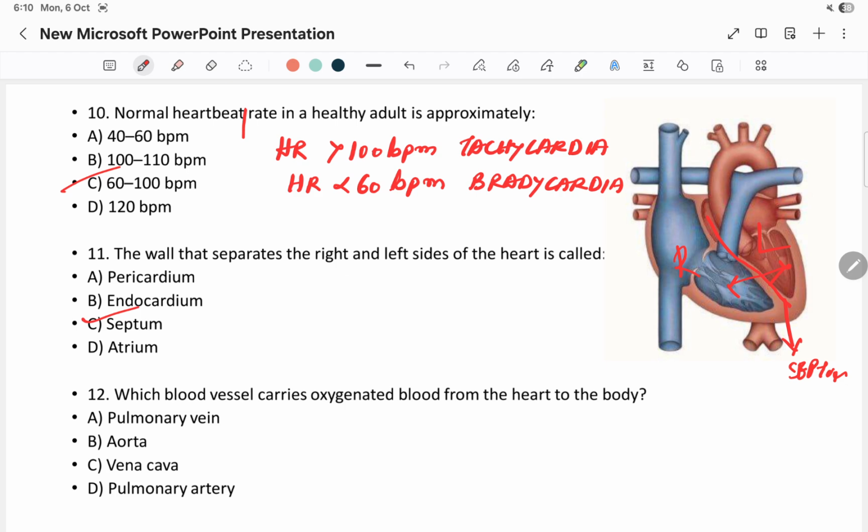Next question. Which blood vessel carries oxygenated blood from the heart to the body? Option number A, pulmonary vein, B, aorta, C, vena cava, D, pulmonary artery. So the oxygenated blood from the heart to the whole body is carried by the aorta. This is also known as the largest artery in the human body. Okay, aorta.